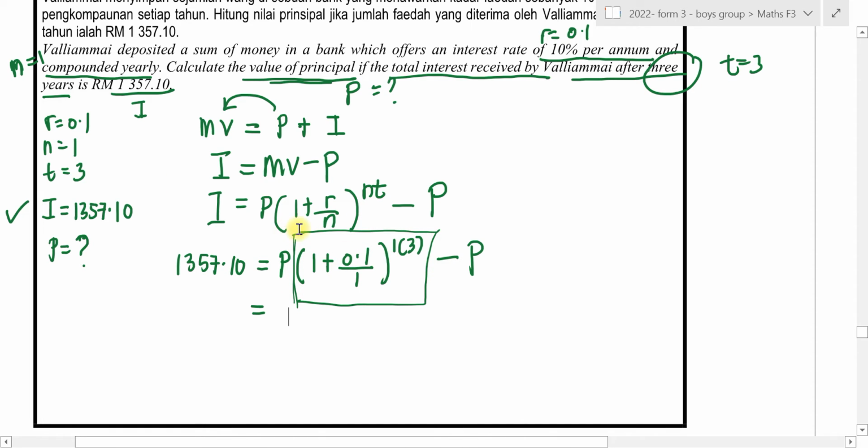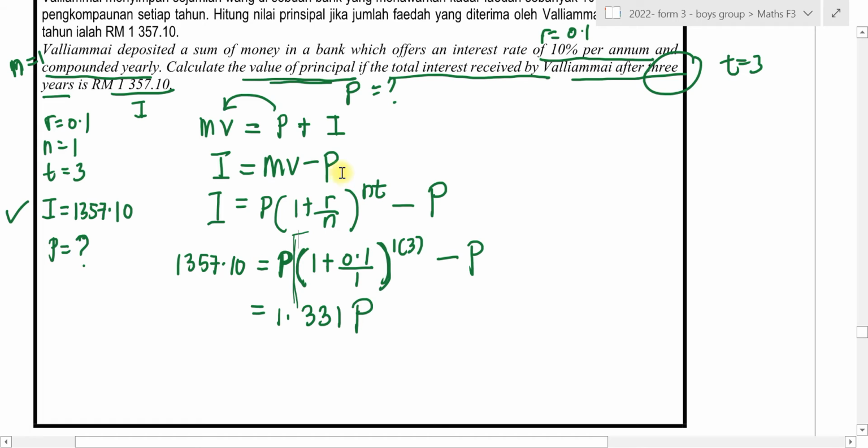Haridev, what is the answer? This part only. 1.331. Okay, very good. You will get 1.331. This 1.331 is actually multiplying with the P. Remember that, because you are putting the bracket beside the P. So I put there 1.331 P.